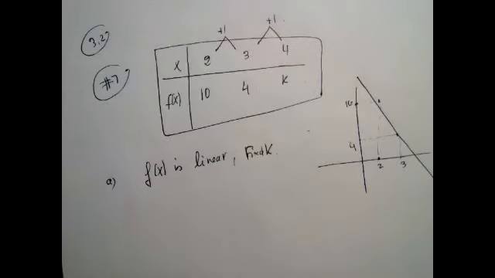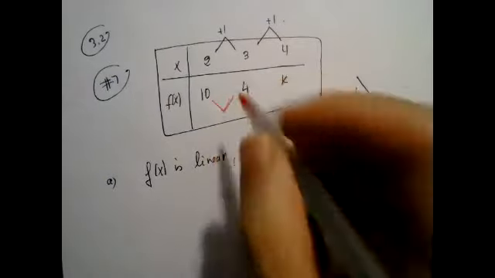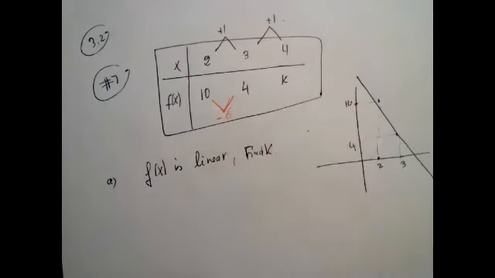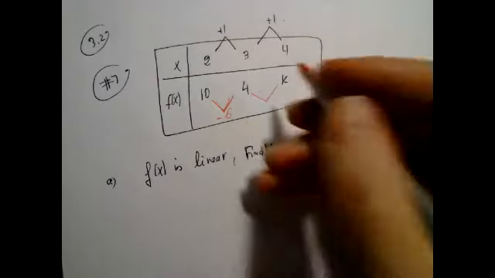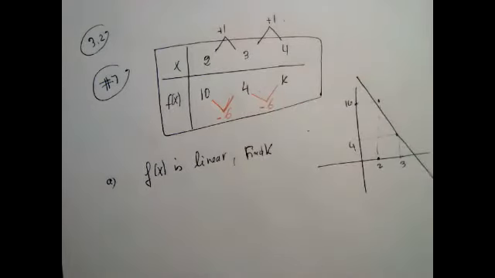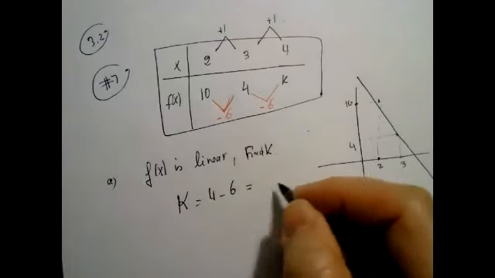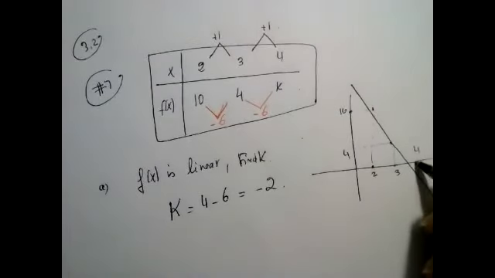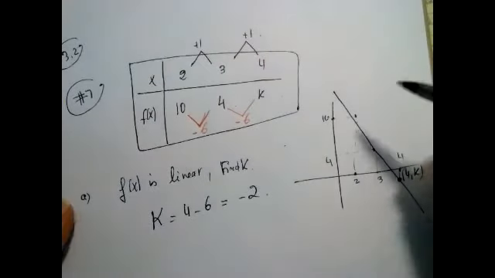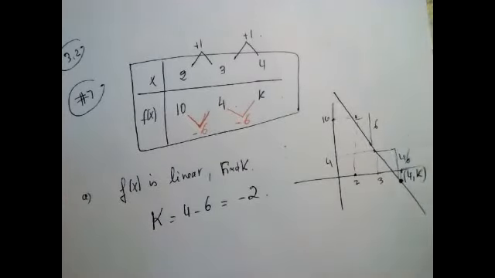Okay, everybody's telling me -2. Let us make sure. From here to here, the y value is going down by 6. If it's linear, it means it has to go down by the same amount from here to here. So from here to here, it's going to go down by 6. So what's going to be my k? K should be 4 minus 6, which is equal to -2. So in the picture here, if this is going to be 4, my k is going to be somewhere here. That's the 4, and that's the k. Okay, so we're going down by 6, by the same amount.